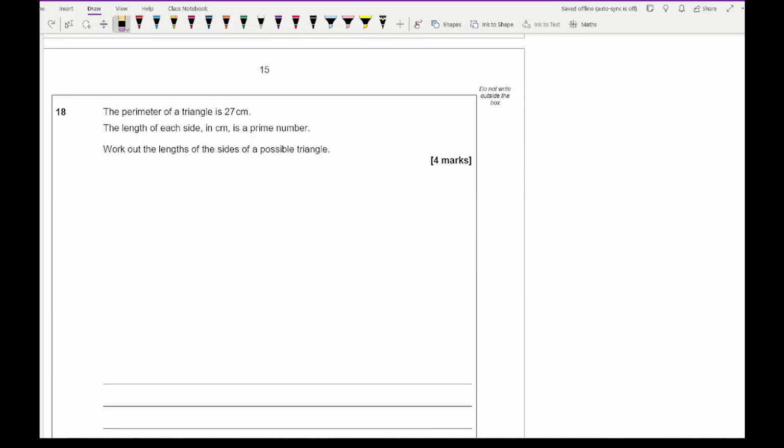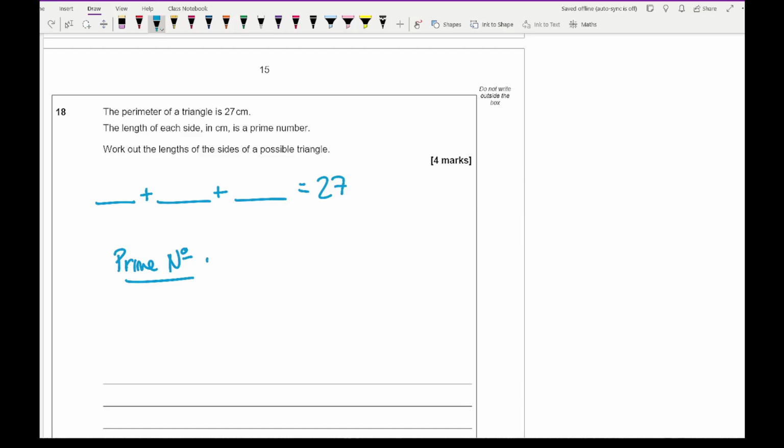So moving on to question 18, it says the perimeter of a triangle is 27 centimetres. The length of each side in centimetres is a prime number. Work out the lengths of the sides of the possible triangle. So for this, what we're looking for are 3 numbers which, when we add them together, give me a total of 27. Now the numbers I can choose from are prime numbers.